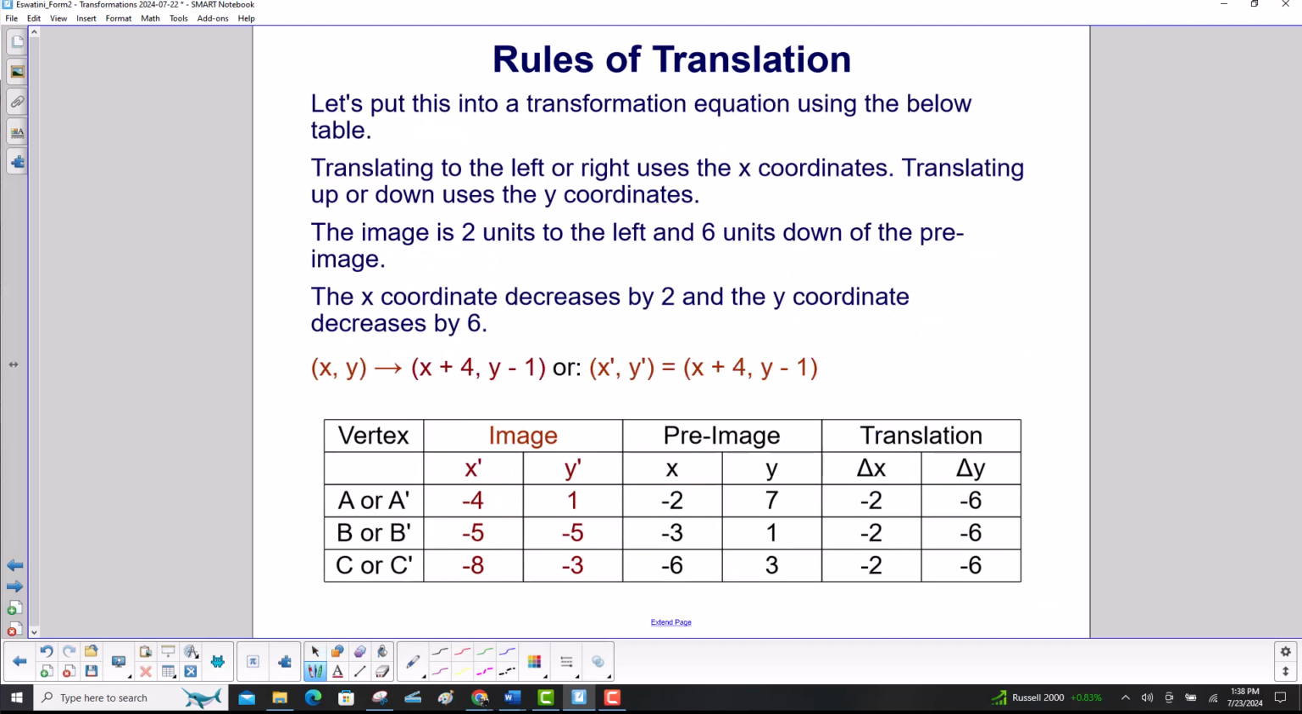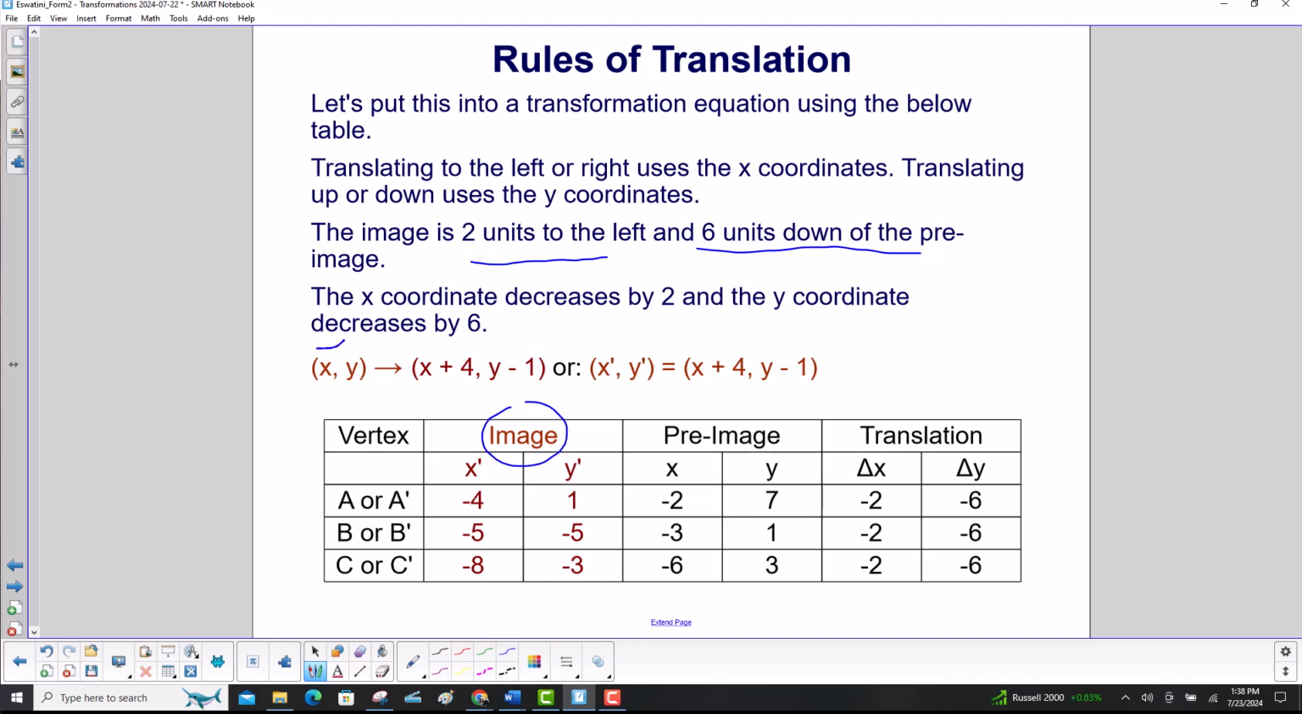Let's put this into a transformation equation using the below table. Translating to the left or right uses the x coordinates. Translating up or down uses the y coordinates. The image is 2 units to the left and 6 units down of the pre-image. The x-coordinate therefore decreases by 2 and the y-coordinate decreases by 6.